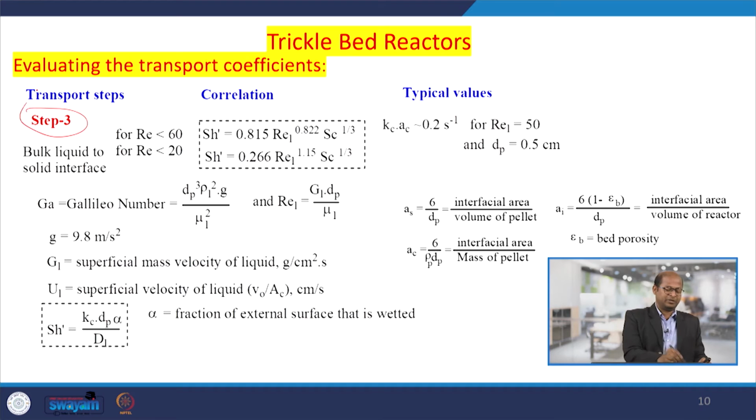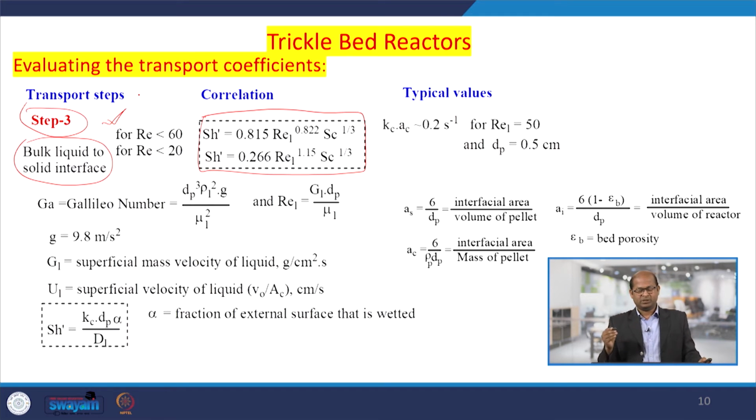So, next step 3. In step 3, component A is diffusing or transferring, mass transfer is there from bulk liquid to the surface of the catalyst, and for that these correlations are available that we have to use. And let us say the liquid that is flowing has a particular Reynolds number that may be less than 60, then these correlations we have to use. If the Reynolds number is less than 20, then this second correlation we have to use.